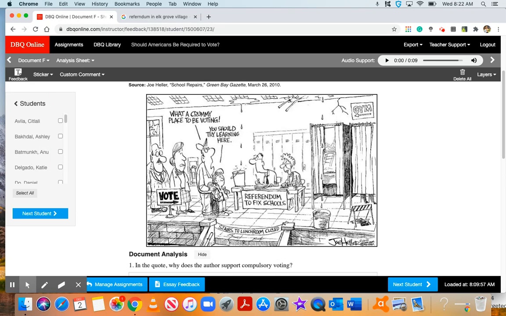Then you're going to see this sign that says vote, right? You see some quotes up here, some interaction, some dialogue, but then you see a sign that says referendum to fix schools. Now, some of you might not know what a referendum is. So you've got to look it up. What is a referendum? Well, let me tell you a little bit about what a referendum is. But let me just show you.